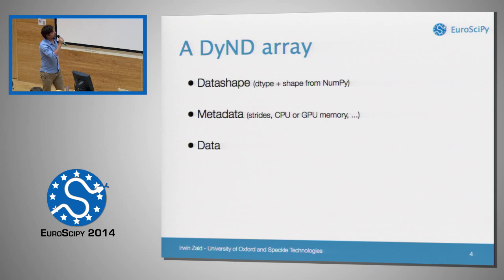So a DyND array, at a very quick glance, is a data shape, which is a generalization of NumPy's dtype and shape combined together. It's got some metadata, so this would say, for instance, the strides and whether or not you're in CPU or GPU memory, and then it has the data itself.